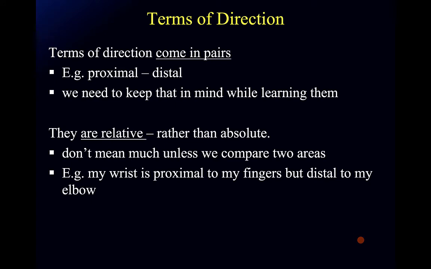We need to know a couple of things before we get started. Number one, terms of direction come in pairs. So proximal and distal are a pair. They are the opposite of each other. Now these are also relative, meaning that something could be proximal compared to one body part, but distal compared to another. So an example of that would be that my wrist is proximal, and proximal will mean closer to an origin or attachment site, to my fingers. But my wrist is distal compared to my elbow, which is closer to where my arm attaches to my body. So my elbow is proximal relative to my wrist. A little bit of playing around with this will make this pretty easy.